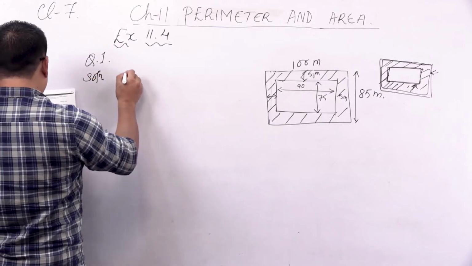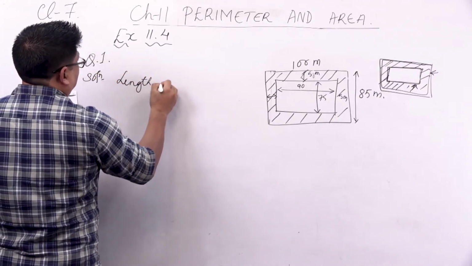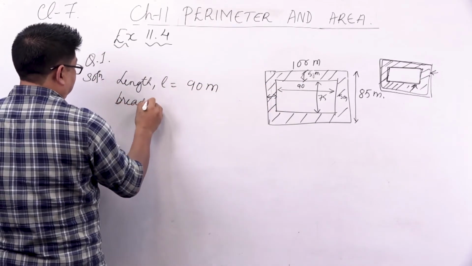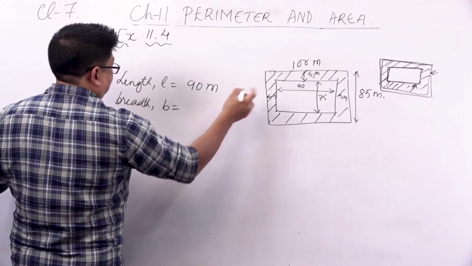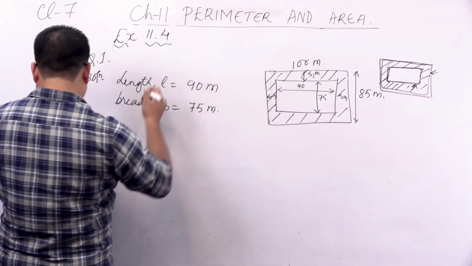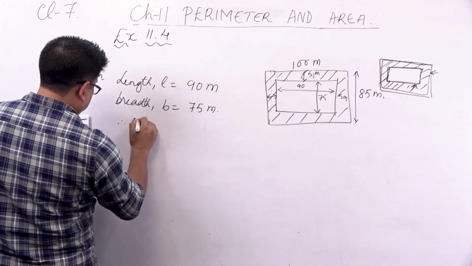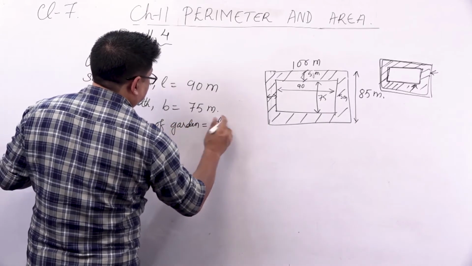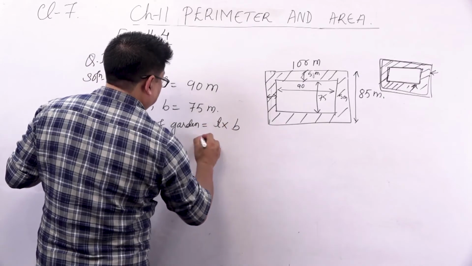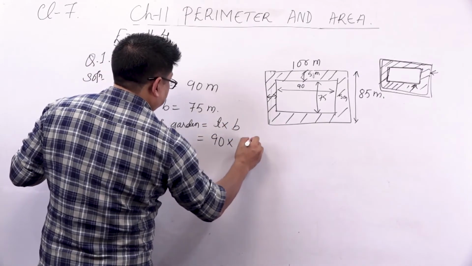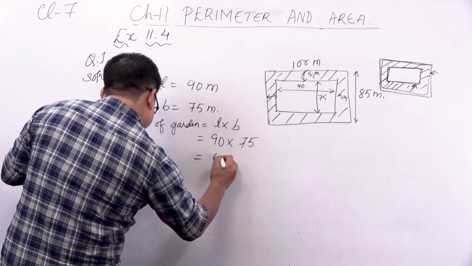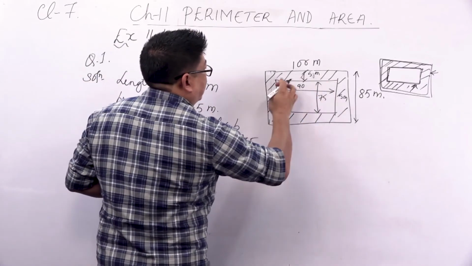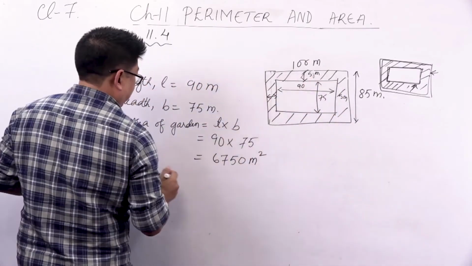In the question, the length of garden L is given as 90 meter. Breadth B is given as 75. Therefore, we will first find the area of the garden, which is length into breadth, 90 into 75. When you multiply this, you should get 6750 meters square. So you have found the area of this garden.